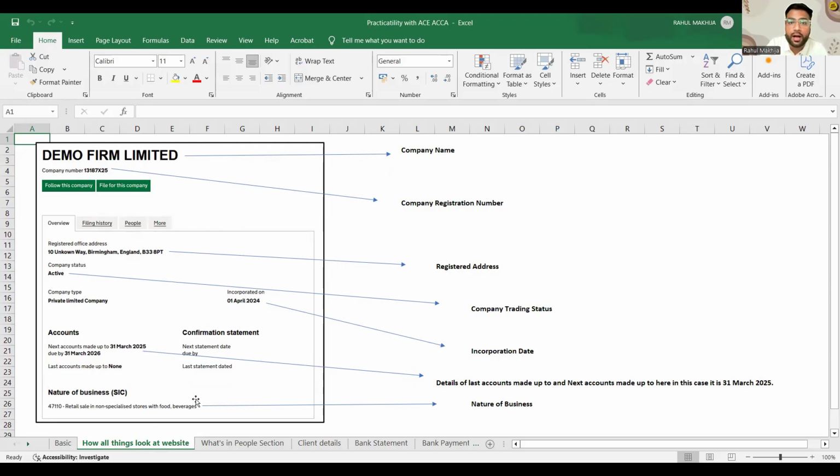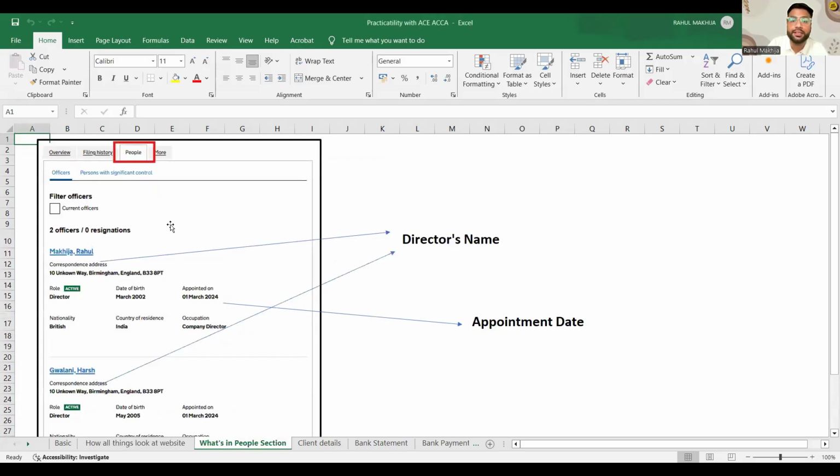This will help us categorize our income and expenses by nature of business. Here, it is retail selling, non-specialized stores with food and beverages. So here you will get filing history, people, and more. We will not go into much detail about Companies House, but in the people section you will find all the director details. The first directors we have created are Makija Rahul and Walan Harsh. Here the date of birth and appointed date are mentioned.